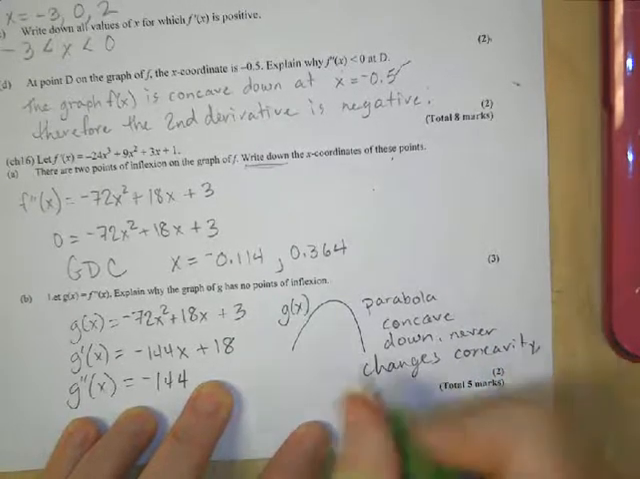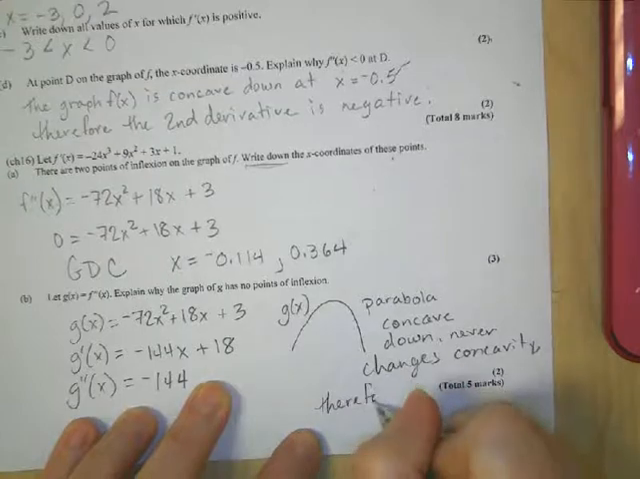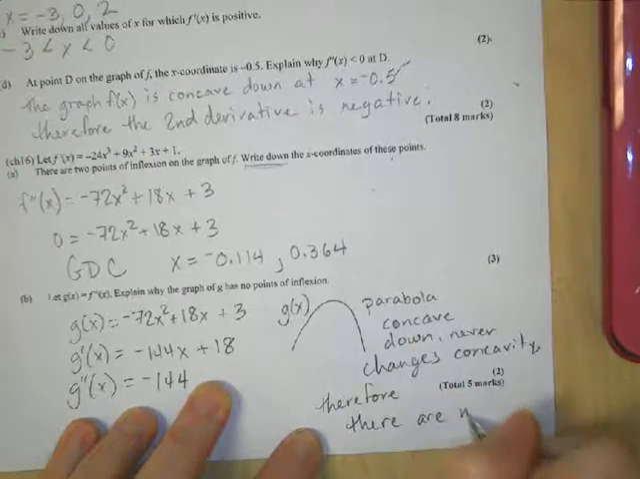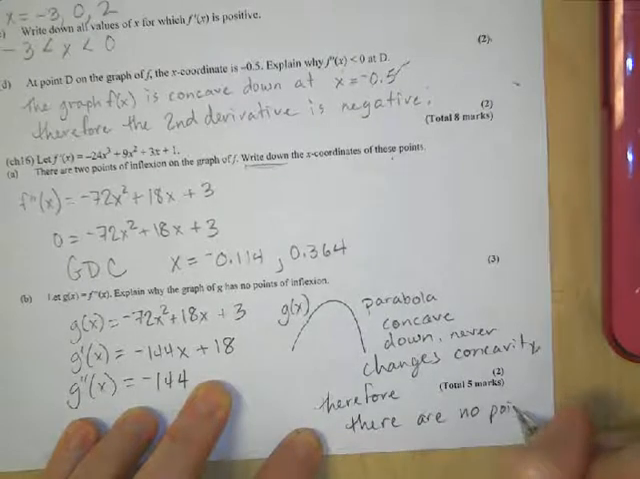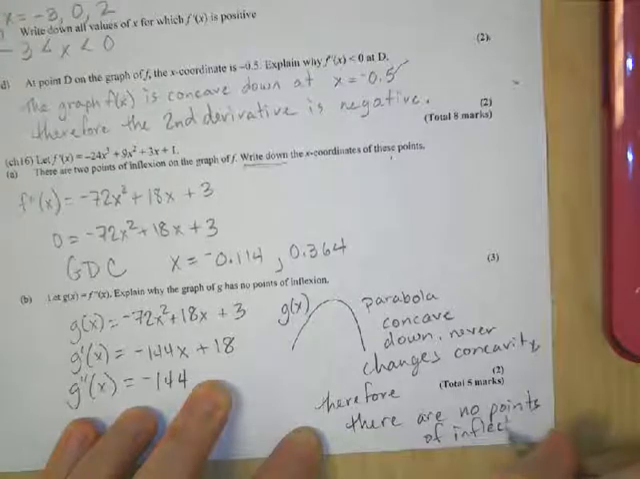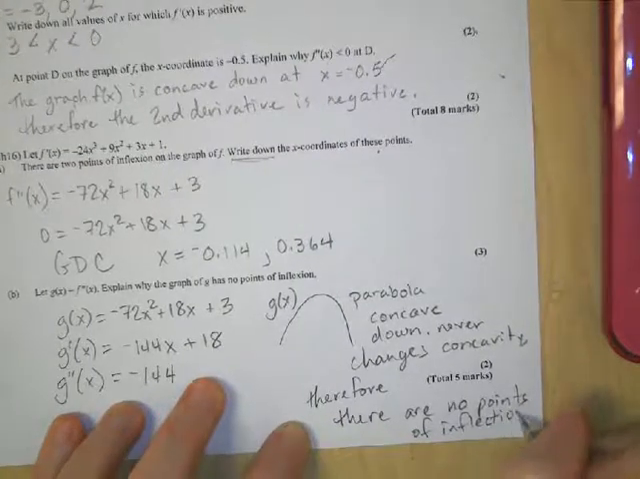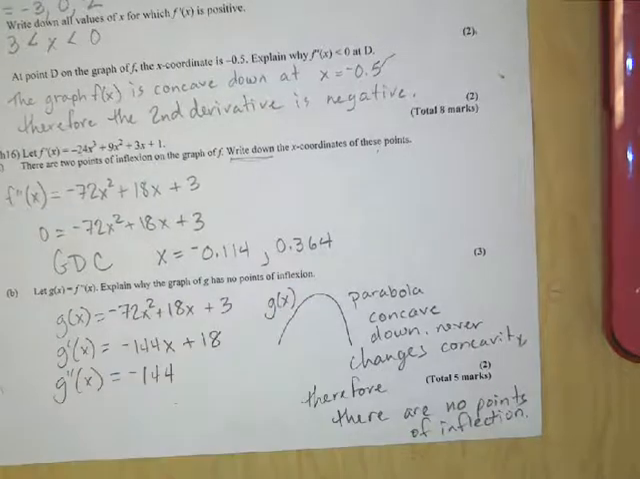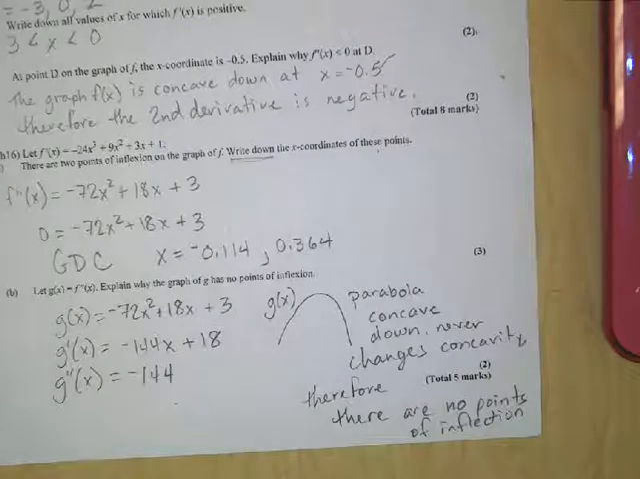Therefore, there are no points of inflection, because we have points of inflection. Oh, I spelled it the American way. That's the English way. Sorry about that. Doesn't matter. You can spell it however you want. There are no points of inflection because it doesn't change concavity, because the g of x is a parabola. All right, that's it.